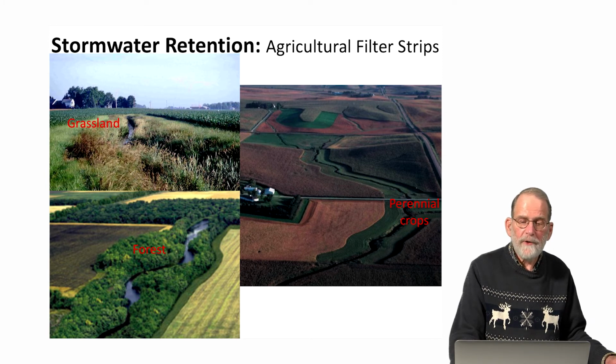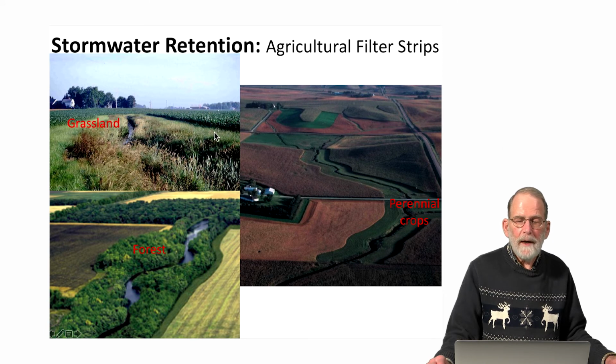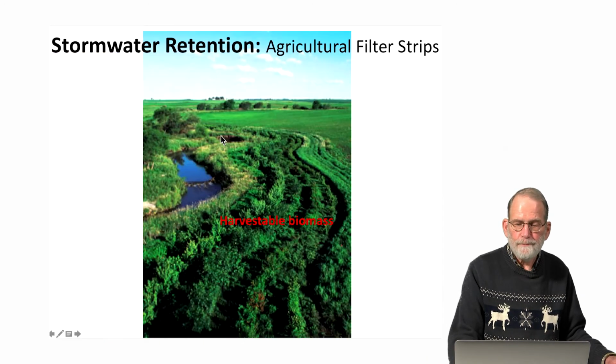I show it again simply to bring across the idea that these filter strips are being used to catch the water as it's coming out of the agricultural fields, trying to infiltrate that as much as possible to slow down the rate of discharge and the volume of discharge and allow the adjacent riparian vegetation to provide water quality mitigation.